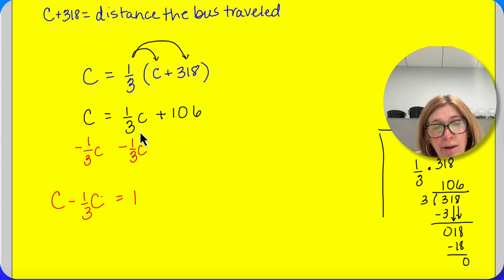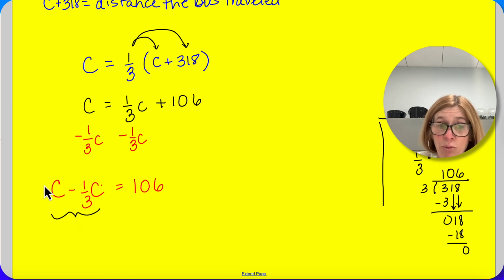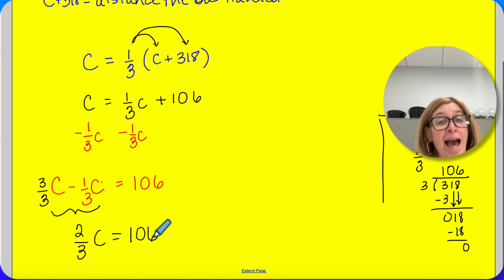Now we're going to be learning how to clear fractions. And you may have learned this a little bit last year, but we're going to do this with the fractions for practice, okay? So I have to get a common denominator if I want to combine these. So that would be 3. So this would become 3 over 3 C minus 1/3 C. So 3 over 3 C minus 1/3 C would give me 2/3 of C equals 106. Now that's an equation that we have been working with. We know how to do that equation.